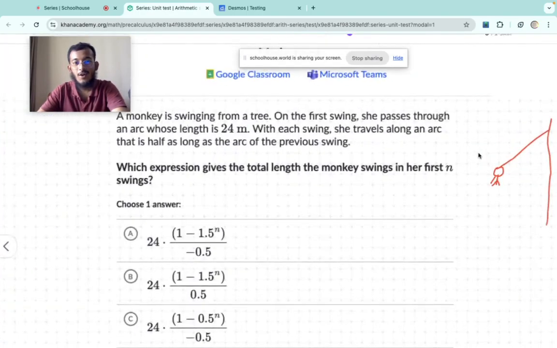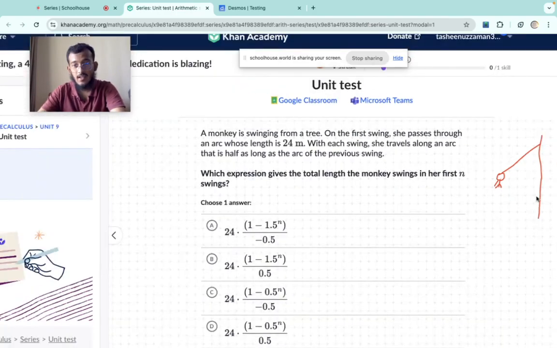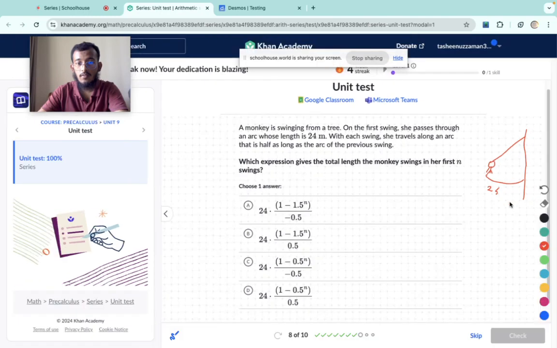So on the first swing, she passes through an arc whose length is 24. With each swing, she travels along an arc that is half as long as the arc of the previous swing. So I can see there is some sort of geometric progression here. So the next term will be 12. Half of 24 is 12. So each term you are basically multiplying with half, or 1/2.